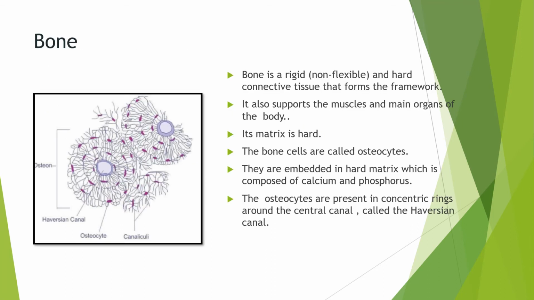Now, what is a bone? First, we should know what a bone is. Bone is a rigid, non-flexible and hard connective tissue. It forms the framework which supports the body. It is a connective tissue and it is a framework, and it supports the muscles as well as the main organs of the body. As discussed earlier, it is supporting the muscles. It is acting as a lever and it is helping the main organs of the body also. The matrix of the bone is very hard. So it is to be remembered: the matrix is very hard.